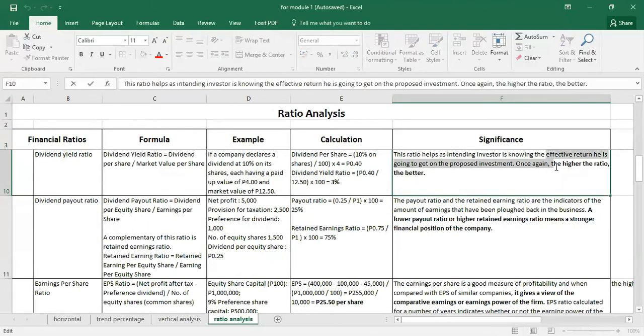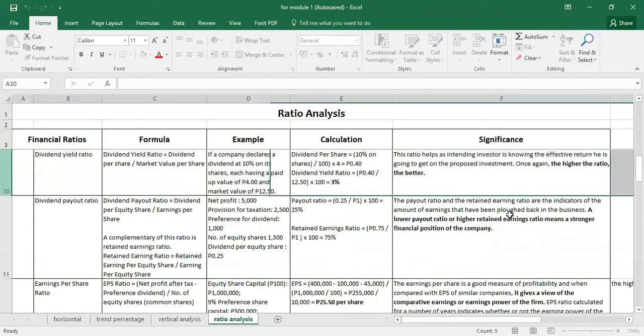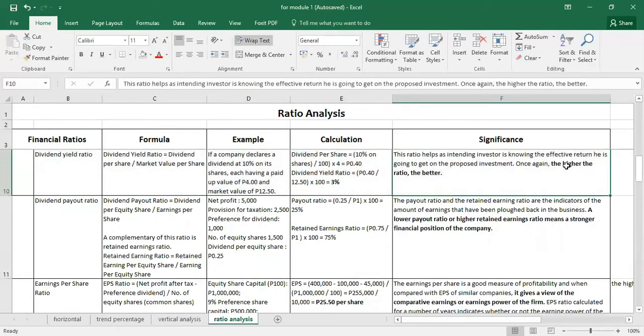Again, tinitingnan lang din nito yung dividend yield, yung return na makukuha niya, for example, sa proposed investment. Ito yung tinitingnan ng mga investors sa isang specific company kapag mag-i-invest. Shall I invest in this company or not? Titingnan nila yung dividend yield ratio. Of course, the higher the ratio, the better.